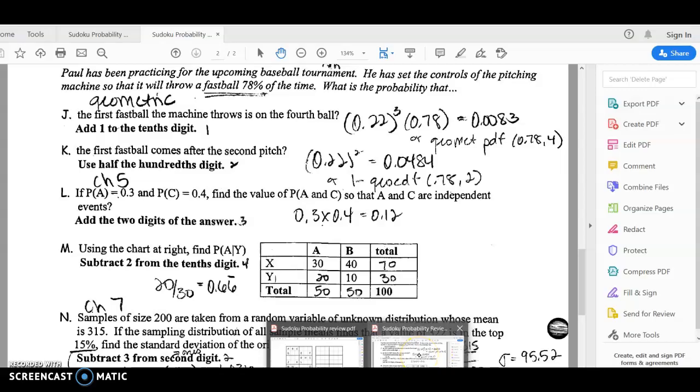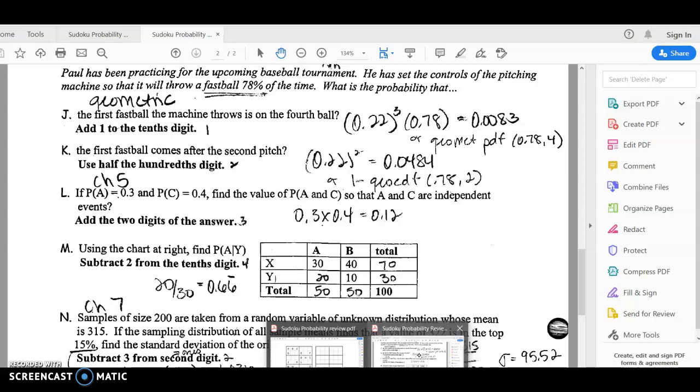And CDF would be accumulation of them. So for K, I showed how that would work. If the first fastball comes after the second pitch, it's not on the first pitch, it's not on the second pitch. So instead of calculating those individually, geometric CDF finds those and adds them together for you. So still 0.78, 2 or fewer.